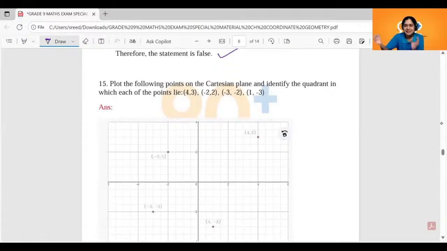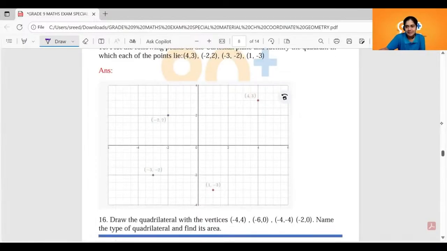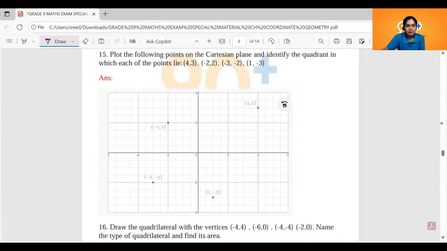Whatever questions you are getting on coordinate geometry, you have to do it by drawing the figure. If you do it by drawing the figure, then there will be no confusion. Okay, 15th question. Plot the following points on the Cartesian plane and identify the quadrant in which each of the points lie. This is very easy. Now we have done a lot of questions. Correct? Yes or no?